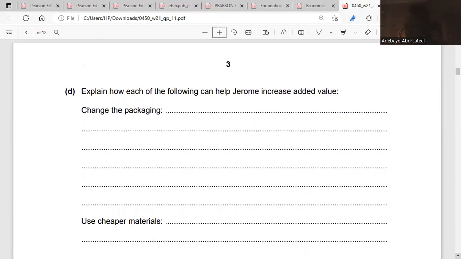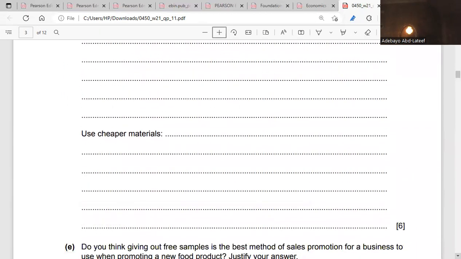D, explain how each of the following can help Jerome increase his added value: change the packaging and use of cheaper materials. When you change the packaging, it only means that you're changing the outlook of the product. That might make it look more interesting and attractive to customers, and you could increase your sales by so doing. When you use cheaper materials, it reduces your cost of production, and that widens the gap between profit and price. As a result, you might be increasing your sales.